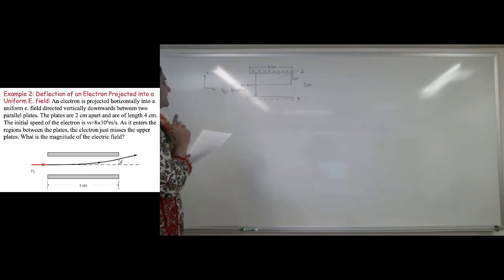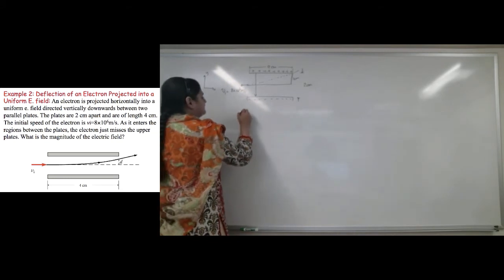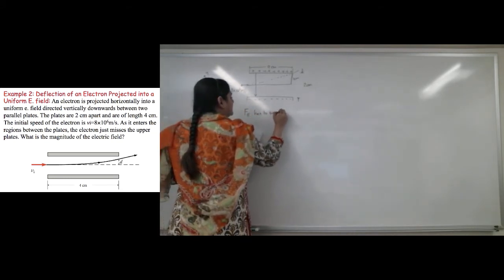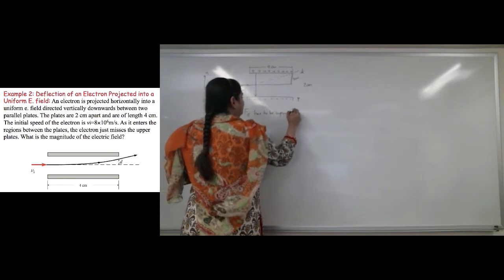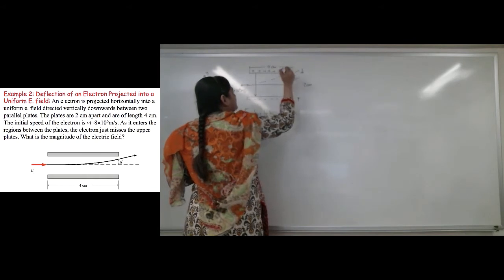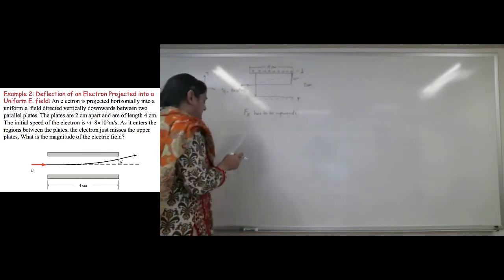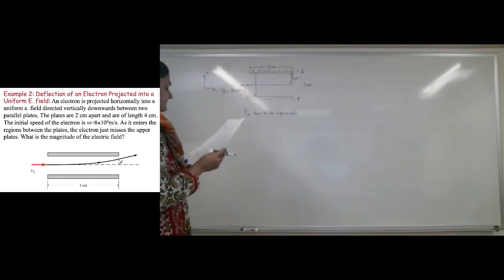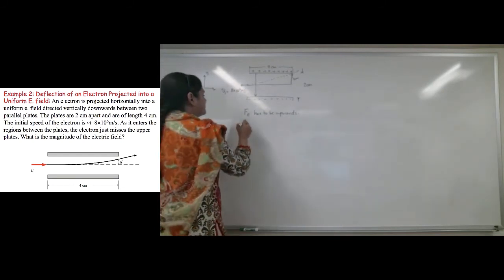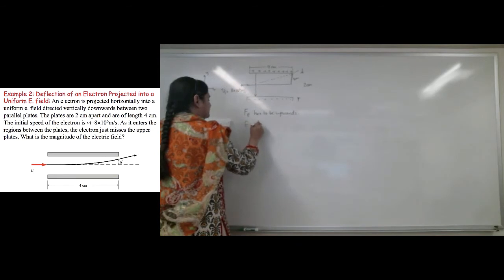Now, this is an electron. So the force on the electron has to be upwards, right? It is going to be deflected upwards, and it's going to just miss the plate up here. Okay? Now, what do I need? What does it want me to find? It wants me to find E.